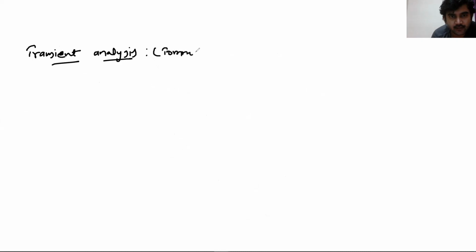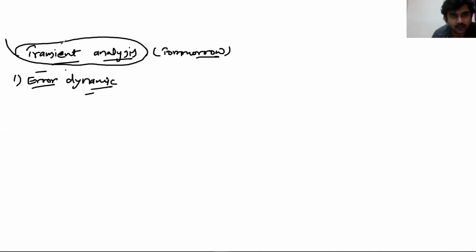So in the next lecture, we will study transient analysis. For today, we have completed the steady state analysis. Okay. So tomorrow we will study transient analysis. And I will also teach you dynamic error. I might teach you, but this is not so important. But this topic, transient analysis, we will study tomorrow.